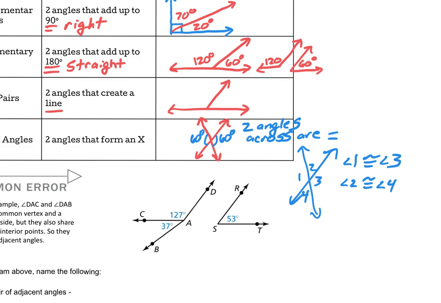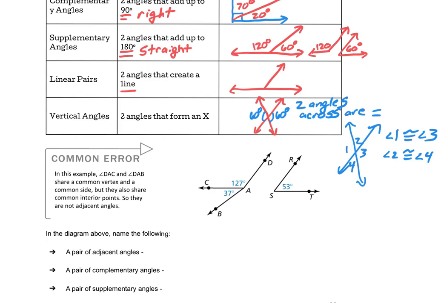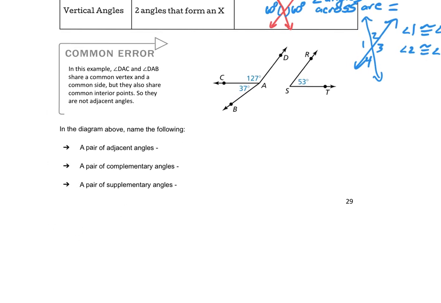And the good thing about vertical angles is we don't really need any information. If two lines cross and make an intersection point, there are two pairs of angles formed that are congruent. Okay.